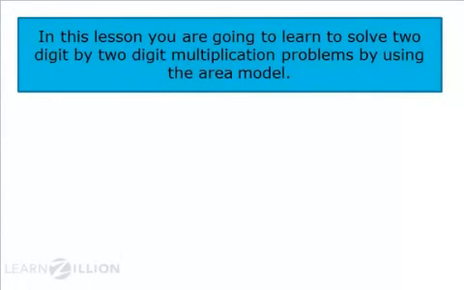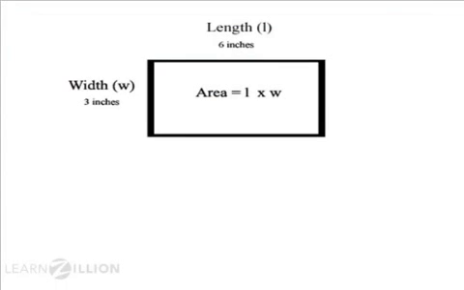Mathematicians, in this lesson, you're going to learn to solve 2-digit by 2-digit multiplication problems by using the area model. You know the area is found by multiplying the length times the width. So we could say the area is equal to 6 times 3 because we multiplied the length times the width.